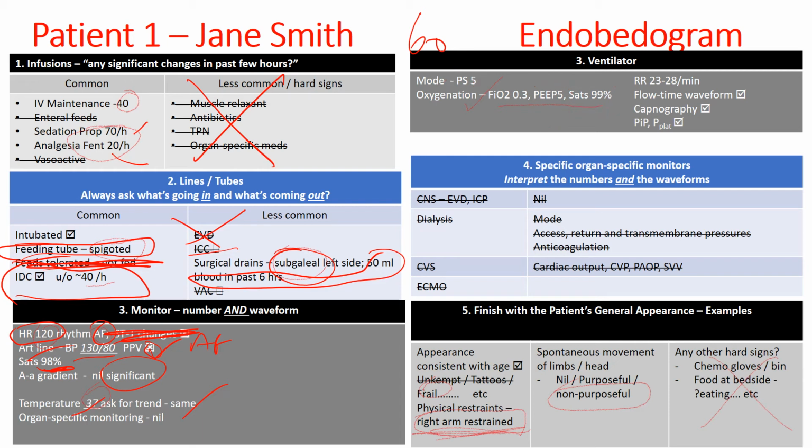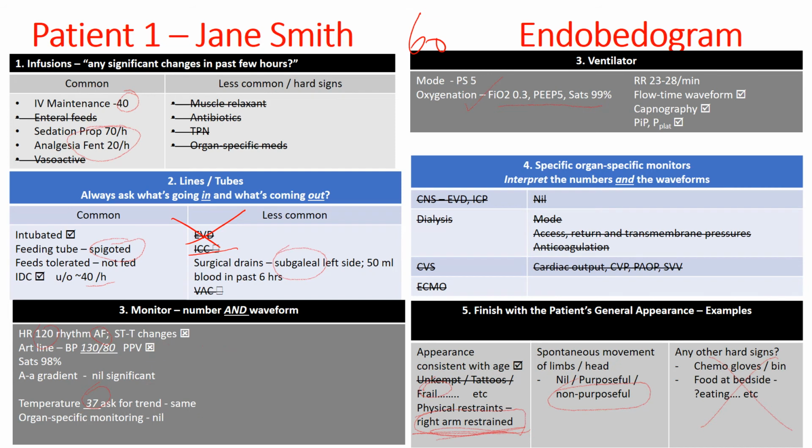And then she's breathing very comfortably at 23 to 28 times. And the flow time waveform, the capnography and pressures are all looking good, and the EtCO2 is about 35. So what it tells you is that both oxygenation and carbon dioxide ventilation, the pattern of ventilation, pressures, compliance, they're all good. So it means that most likely the respiratory system is not an issue for the problems with the respiratory system.